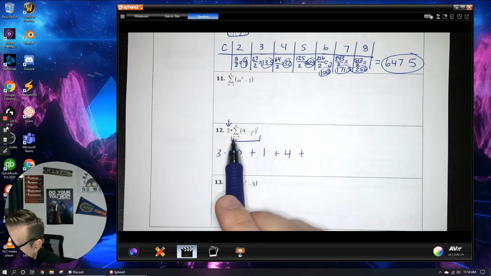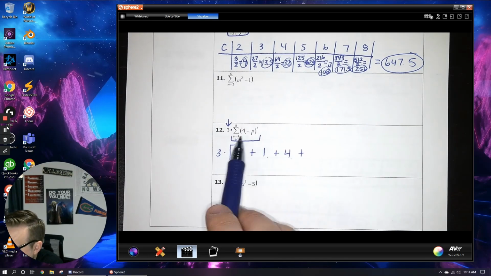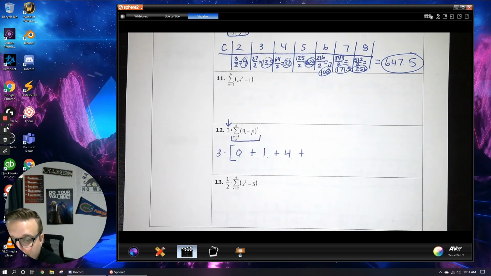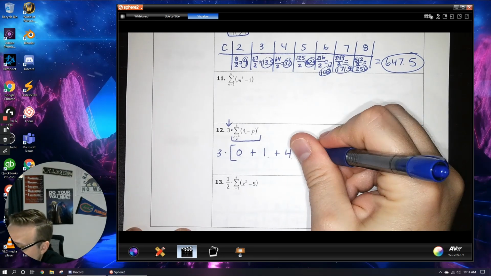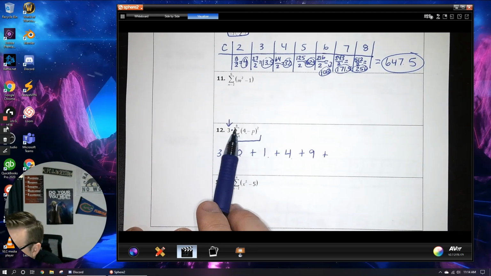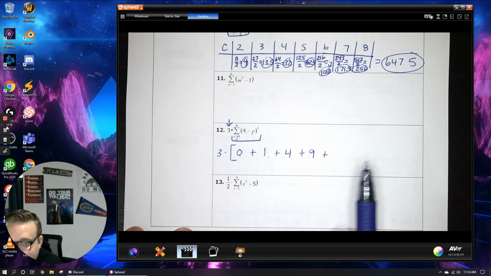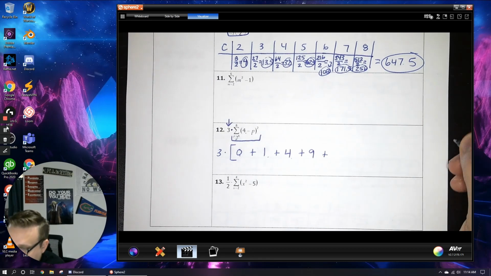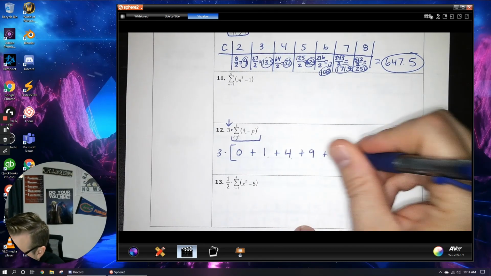Next thing is going to be, let's see, 4, 5, 6. So the 7th term, so 4 minus 7 is negative 3. Negative 3 squared is positive 9. And then the last term is going to be term 8. 4 minus 8 is negative 4. Negative 4 squared is positive 16.